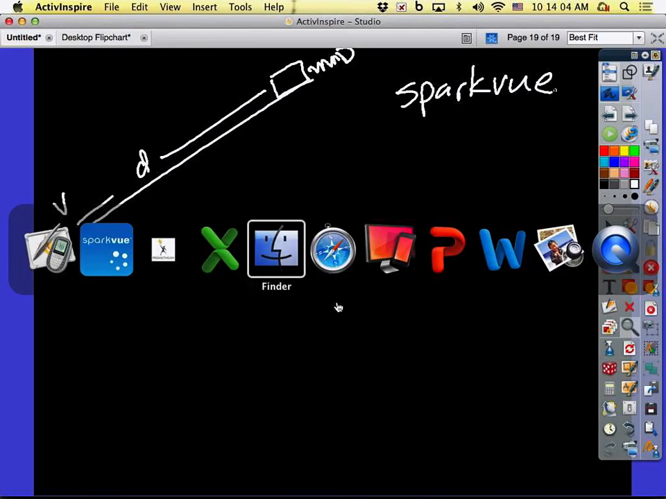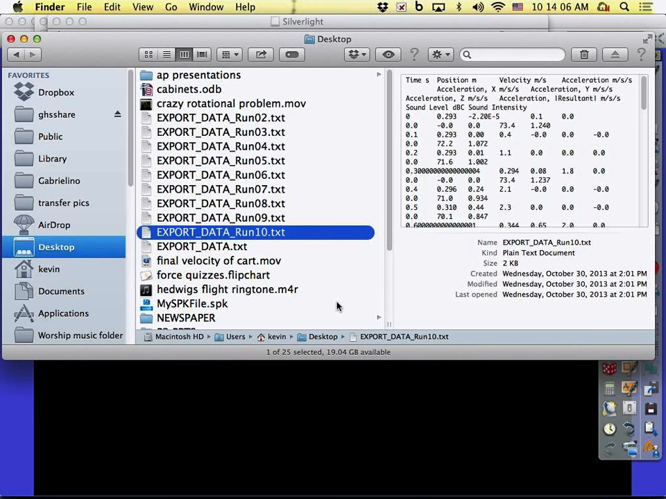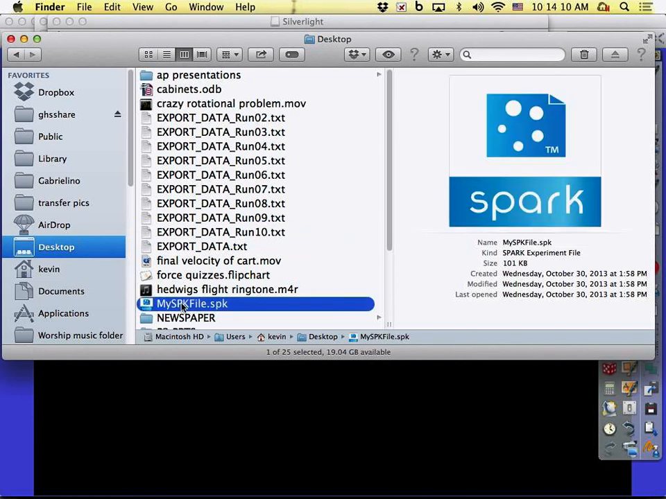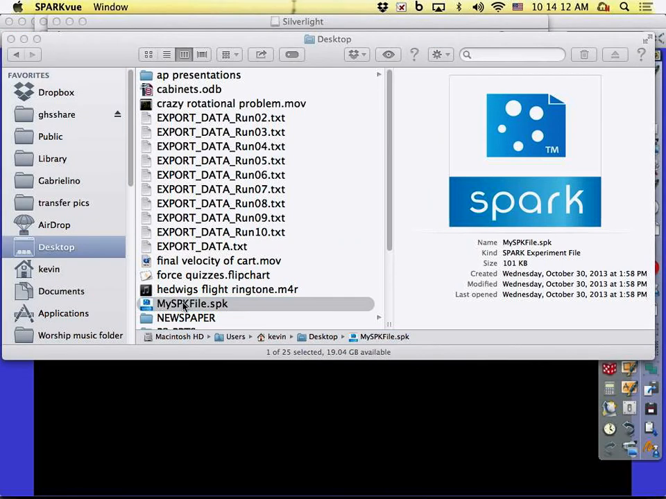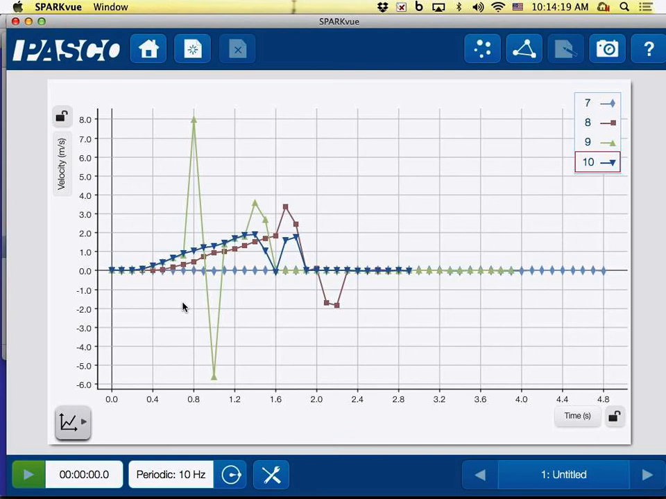go back to your email and look for your SparkView file, your SPK file. If you double click on that, then it should open automatically in the SparkView software. It looks just like what you saw on the iPads. In fact, basically all they did was import it into this. I don't know exactly how they did it, but it's an exact copy.